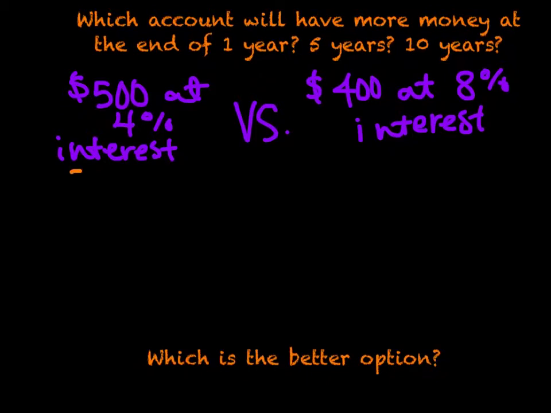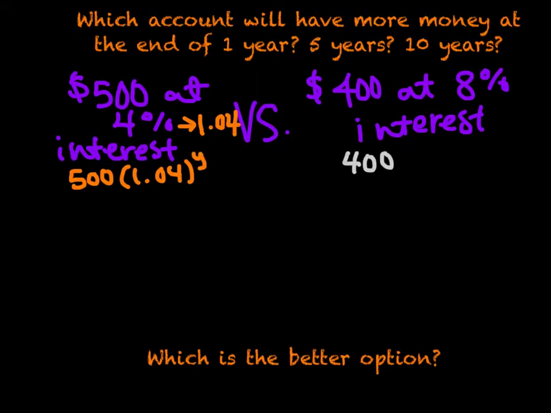So we have that initial amount of $500. We have a 4% interest rate. So that's our growth rate. Our growth factor for that would be 1.04. So we have 1.04 raised to the y, or our years. For this other one, we have $400 times 1.08, because 8% interest would look like 1.08 as a growth factor, raised to the number of years.